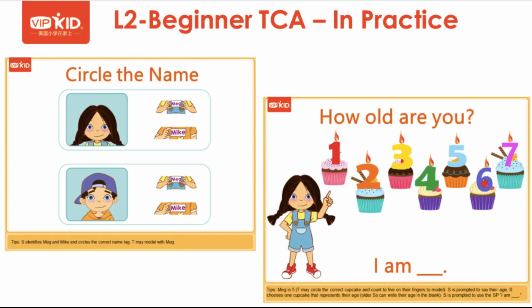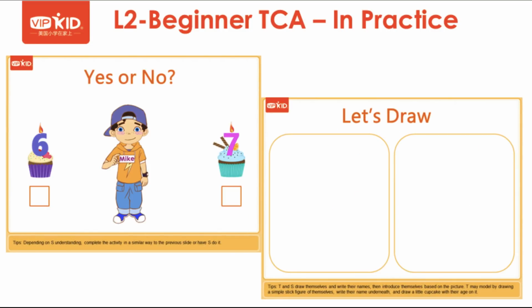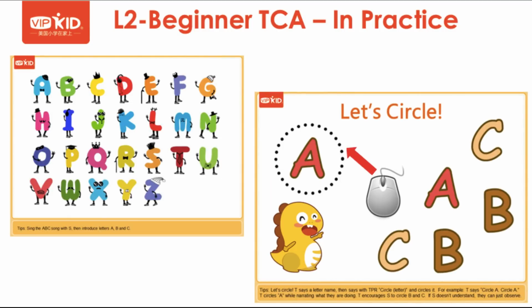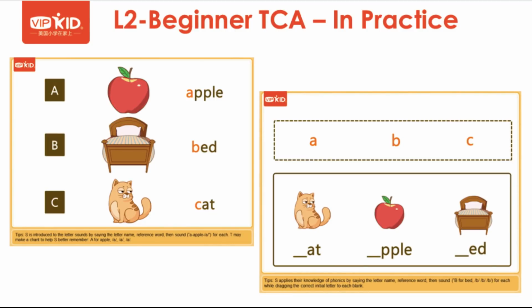So this is very much major course, circle a name, how old are you? Very stuff, I am. Is Meg this? Yes or no? Let's draw. ABCs, you're going to go through, see how they do, get them used to a little bit more of the circling and more of the getting used to the portal. Again, some more ABC letter stuff. How are they doing with it with pronunciation and recognition of it?